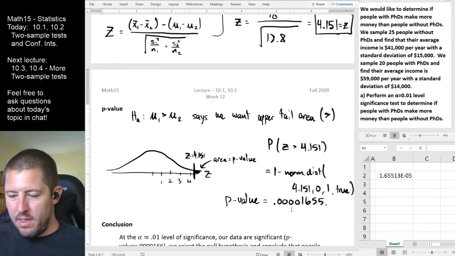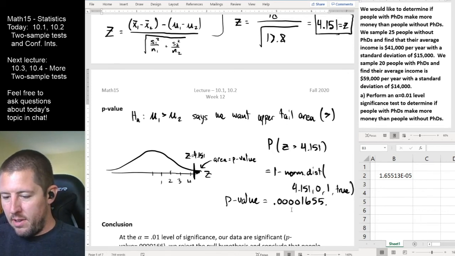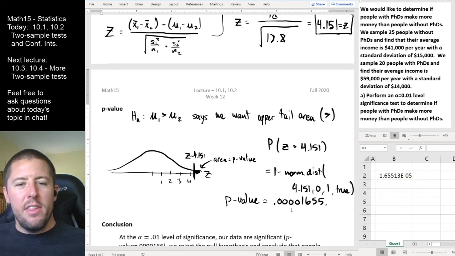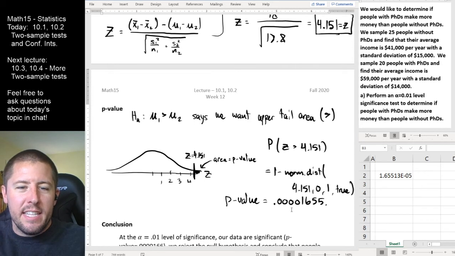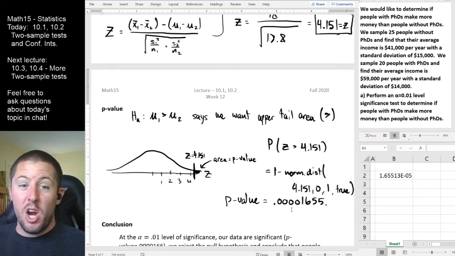Am I exaggerating right there? 1 in 16,000? Yeah. No, it's like 1 in 6,000, right? Yeah. So this is like either a 1 in 6,000 sample that we drew right there, crazy unlikely, or the null hypothesis is wrong. Which one do we think it is?